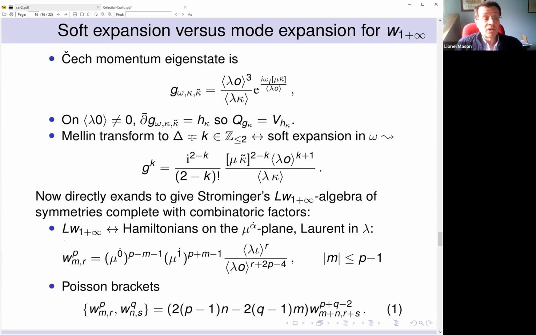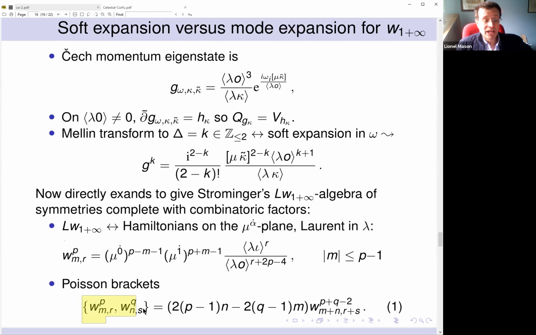But now if we do the Mellin transform and then the soft expansion in omega, that just gives you the powers in this mu kappa tilde. And you can relate that directly to Andy's presentation of the loop algebra of the W1 plus infinity, complete with combinatoric factors. So this here now, these are now polynomials in the mu. And, well, I'll put an extra index here just because what we've got is a loop algebra, because you've got some Laurent series in lambda.